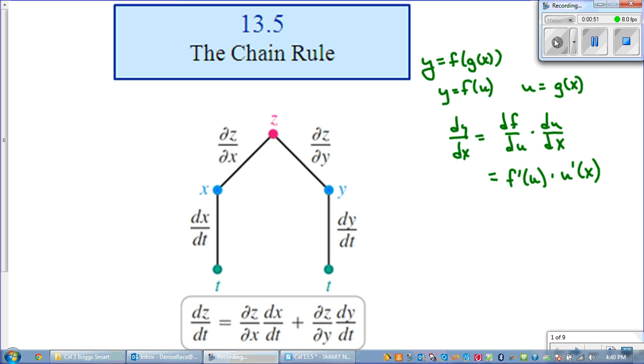Now, we will have two variables for a function. So we have a function such as z equals f of x, y, but we want to consider when both x and y are functions of another variable. So t will be our single independent variable. We'll have that z depends on x and y, but x is a function of t, and y is a function of t.